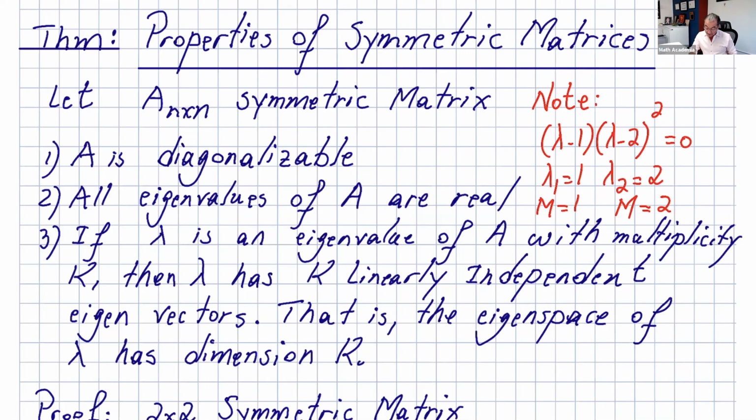If you get the characteristic equation and you have (lambda minus 1) times (lambda minus 2) squared, your first lambda is 1 and the multiplicity is 1. The multiplicity is just the exponent of that factor. Here, lambda 2 equals 2 and the multiplicity is 2. So what we have here is a repeated root, and not all the time when you have a repeated root do you get two linearly independent eigenvectors for that lambda, but that's always the case for symmetric matrices.